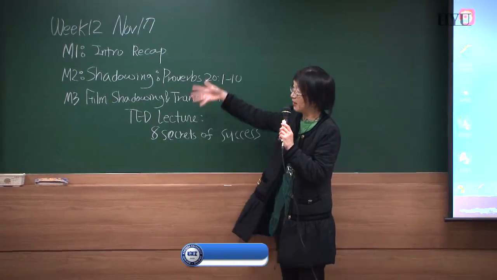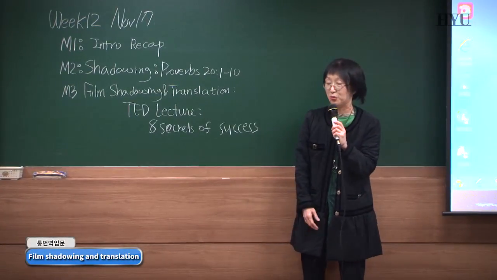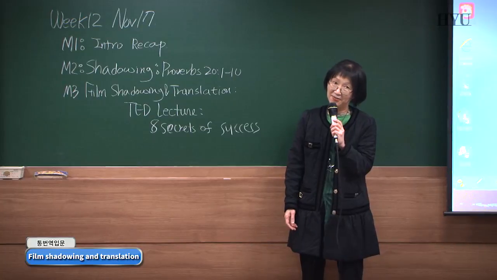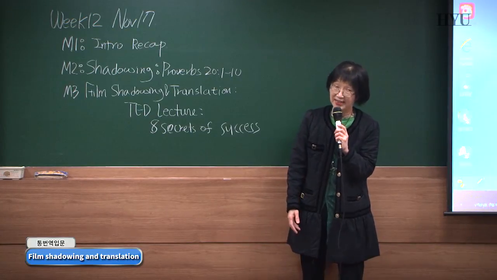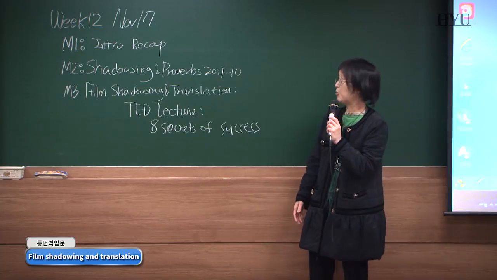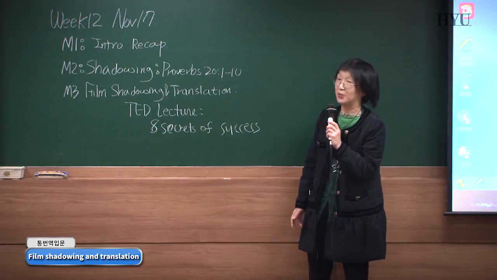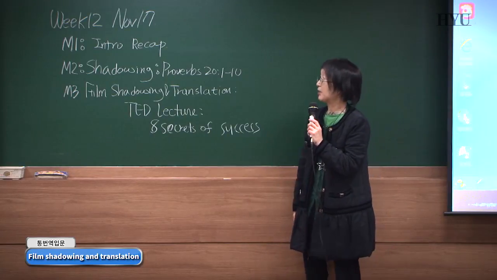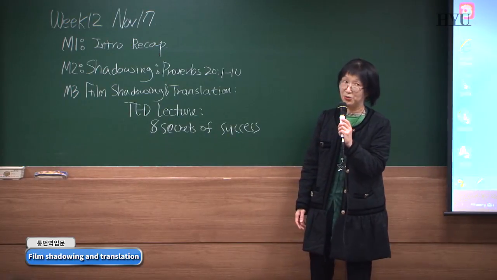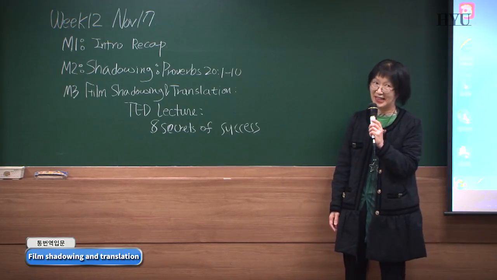So we have 3 modules here. The first module is the intro recap. We are going to recap the highlights of the last translation theories and skills. And then after we are done with module 1, we are moving into the second translation skill, that is shadowing. In the shadowing, for the text, we are using the Bible Proverbs, chapter 20, verses 1 through 10.